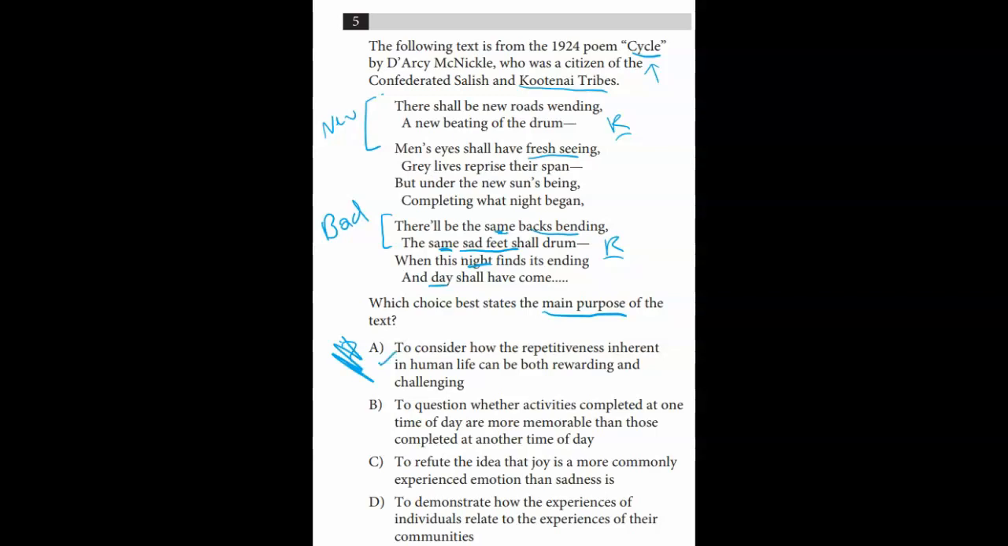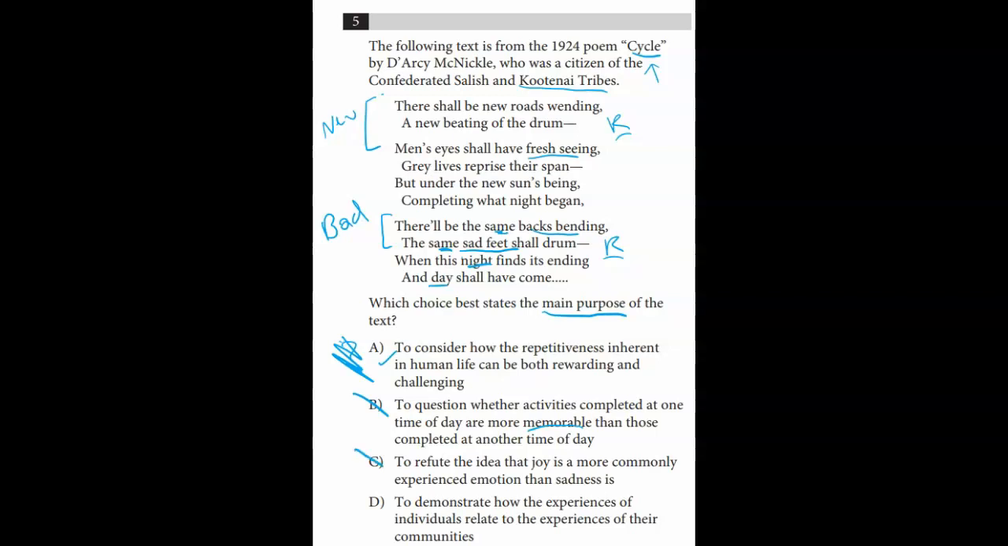To question whether activities completed at one time of day are more memorable than those completed at another time of day. Nah, it doesn't really talk about what's memorable and what's not. It mentions the time of day, I guess. That's why it would be tricky, because it mentions nighttime and sunrise, but it doesn't talk about how these activities are more memorable at some point than the other. So, B's out.